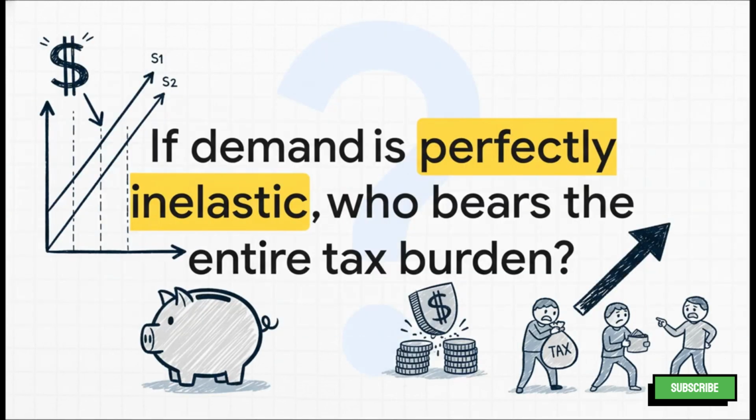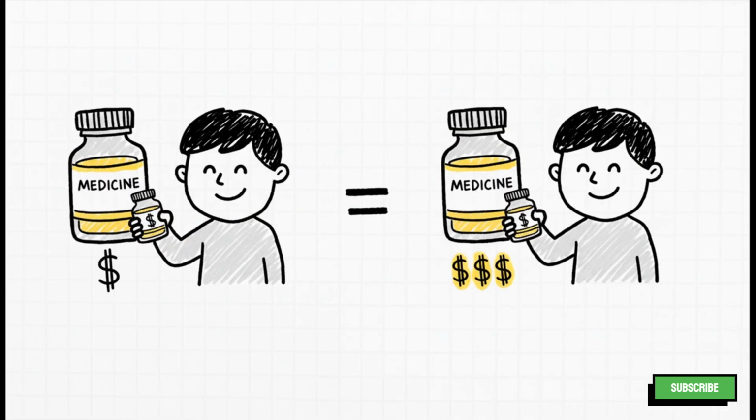All right, next we have a classic question on tax incidence. It's asking who ends up bearing the entire burden of a tax when demand is perfectly inelastic, meaning its elasticity is 0. The classic example here is something like life-saving medication. Even if the price goes up because of a tax, people still need the exact same amount, so their demand doesn't change. The quantity demanded stays fixed no matter what the price is.